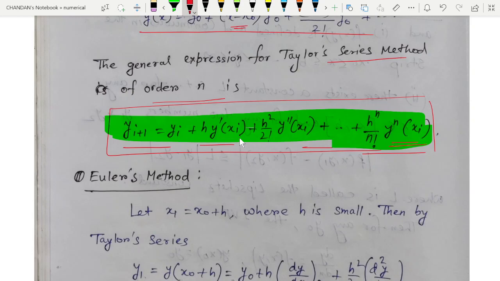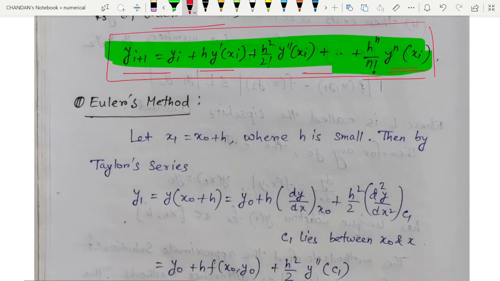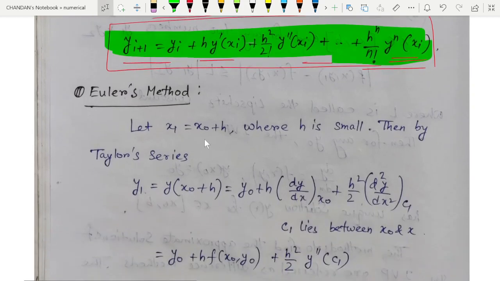Now what is Euler's method? Let us take it at a glance. So look, let x1 equal to x0 plus h, where h is very small. Then by Taylor series, y1 equal to y at x0 plus h, because x1 equal to x0 plus h. Now what does y1 mean? y1 equal to y at x1. So we can write y at x0 plus h.